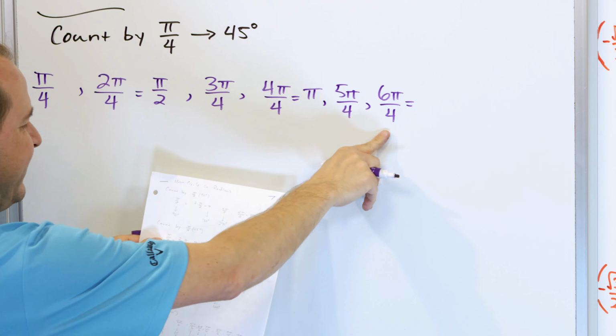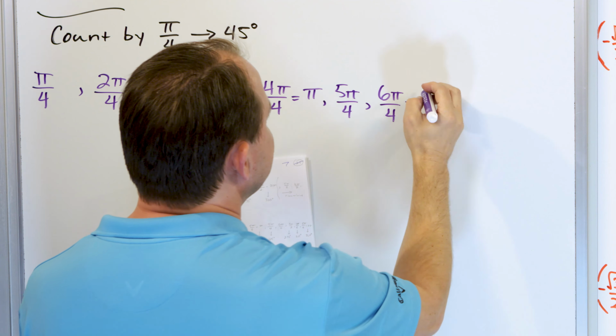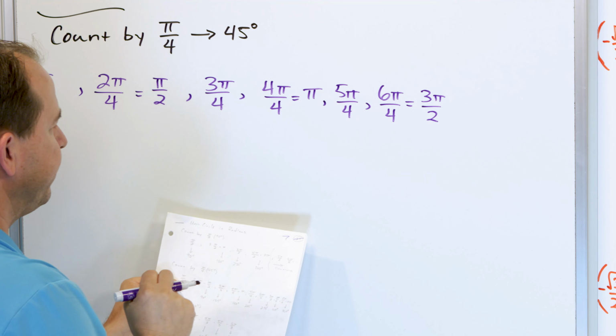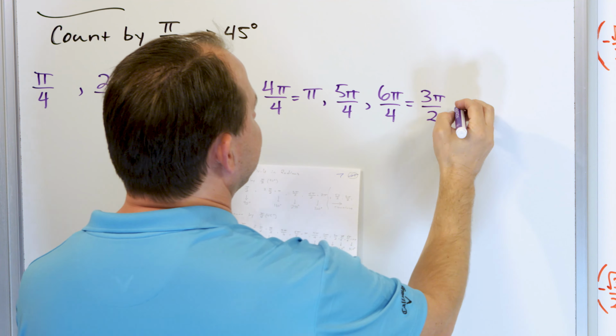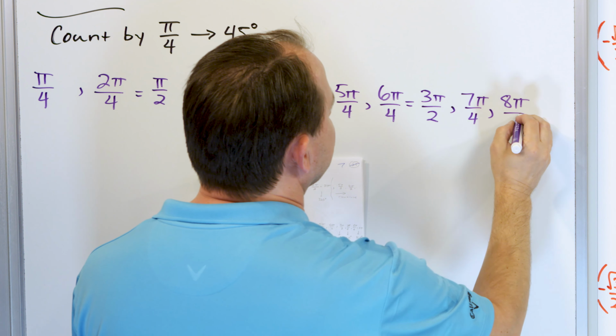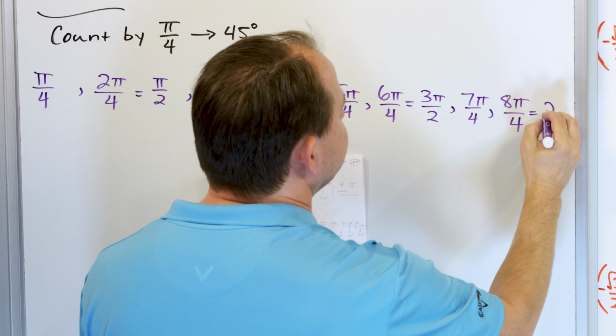This one can't be reduced, but 6 pi over 4, when you divide by 2, you'll get 3 pi over 2. So you divide by 2 and by 2, you get 3 pi over 2. And then so we had 6 pi over 4, then we had 7 pi over 4, then we have 8 pi over 4. Now 8 divided by 4 gives you 2, so you have 2 pi.